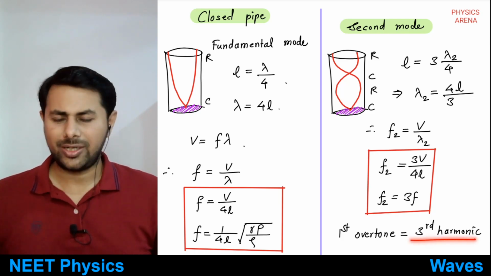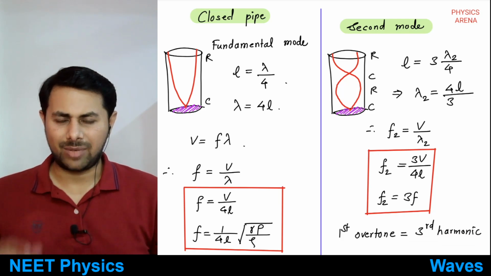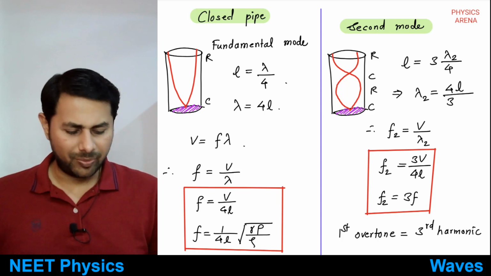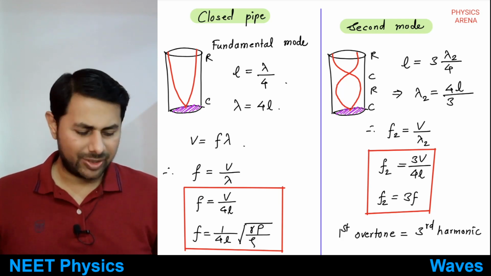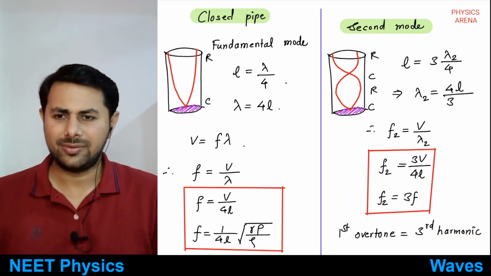Okay, so what harmonic is this? This is third harmonic. Okay, harmonic means just a multiple of fundamental frequency. What multiple is this? It is just 3 times the fundamental frequency. So this is third harmonic, right? This thing is clear.